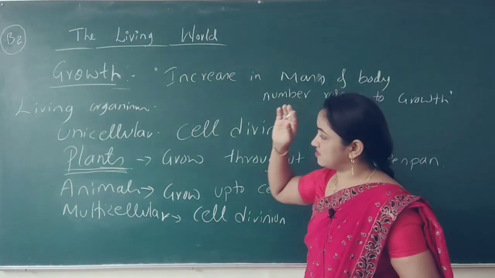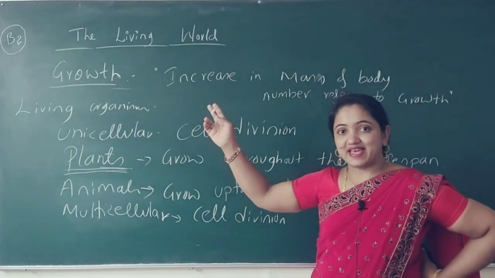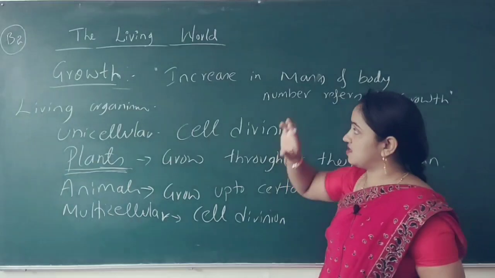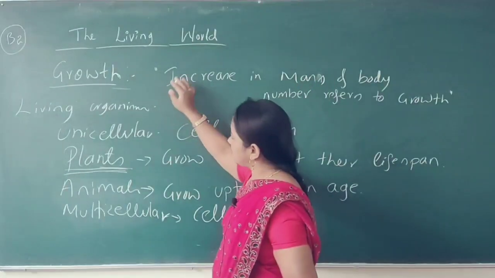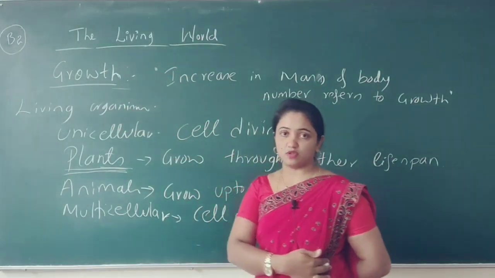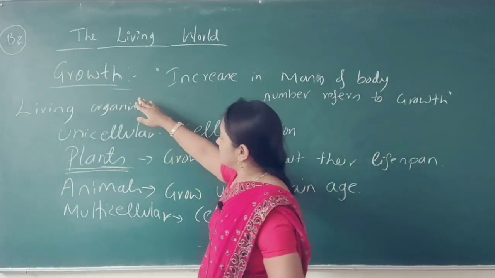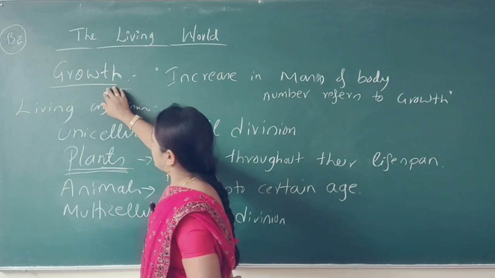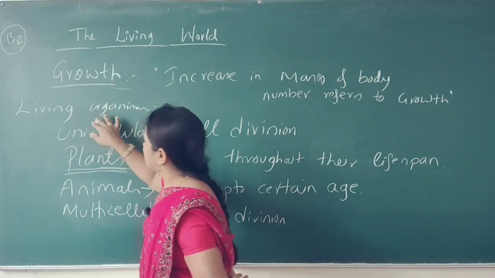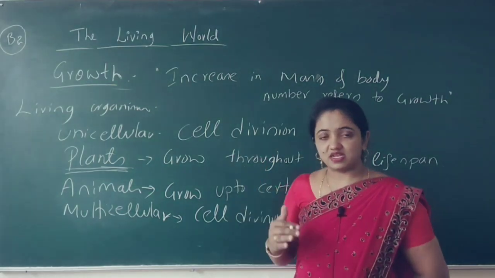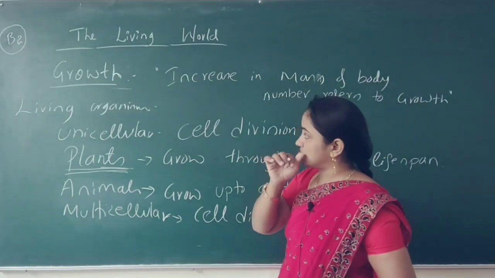So we can see this character, we are observing this character in non-living organisms also. That's why we cannot put this property in the living organism defining property. So that is a detailed account on the growth.